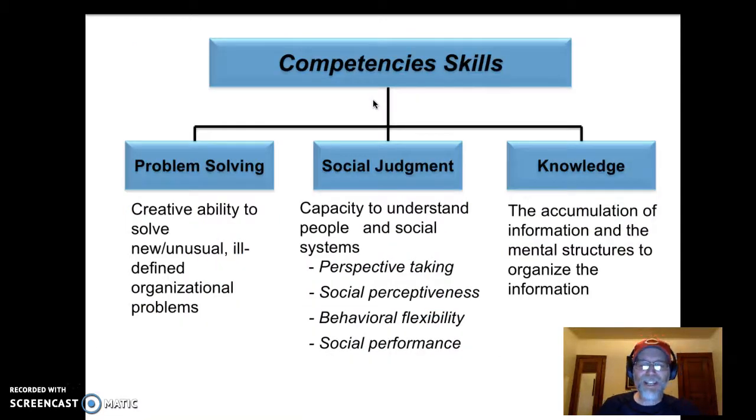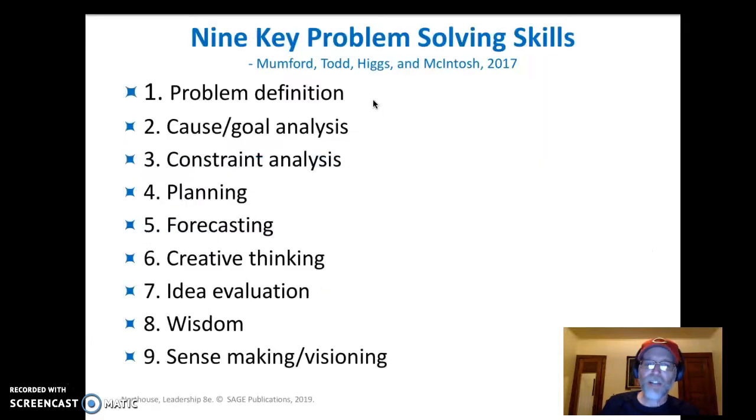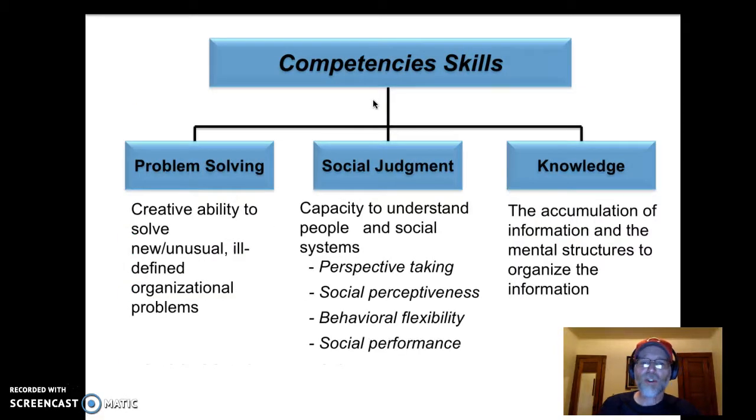In the competencies, there's problem-solving skills, and they identified nine. You can look through those and see that. There's social judgment, which is the ability to take perspective of others, understand how the group functions, be flexible with behavior and adapt to people. And I think we all have known leaders that had that skill to understand how the group functions and how people function and how they work together. That's the social judgment skills.